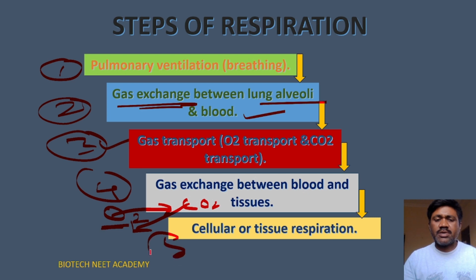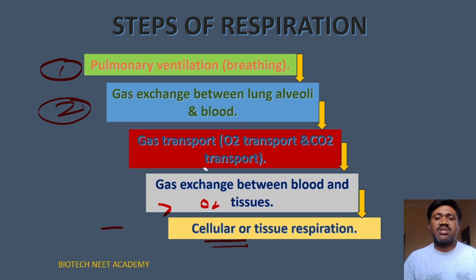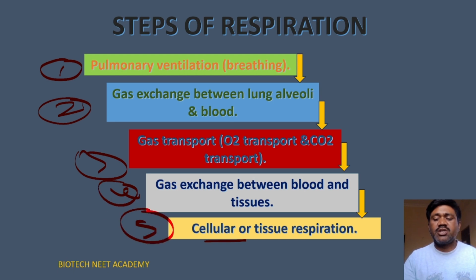The next step is cellular respiration, meaning by the oxygen that entered, an oxidation process takes place, breakdown of glucose molecules takes place, and then carbon dioxide is produced, right? So this process is called cellular respiration or tissue respiration. So these are the steps we can observe in the respiration process. The first one is pulmonary ventilation. Second is gas exchange between lung alveoli and blood. Third is gas transport. Fourth is gas exchange between blood and tissues. Fifth is cellular or tissue respiration.